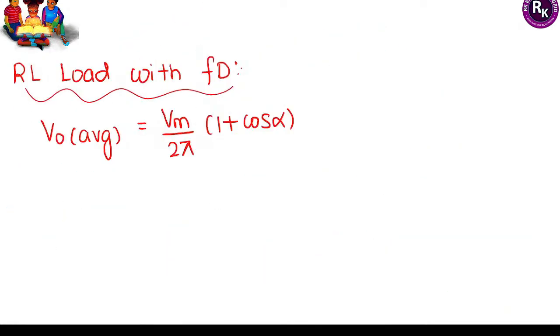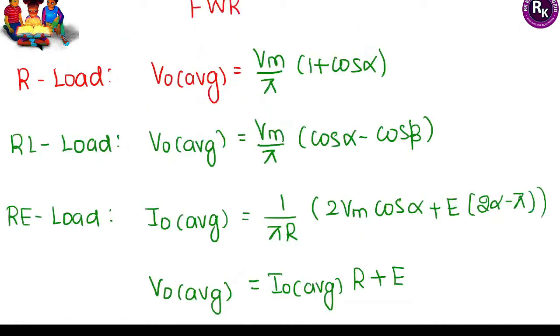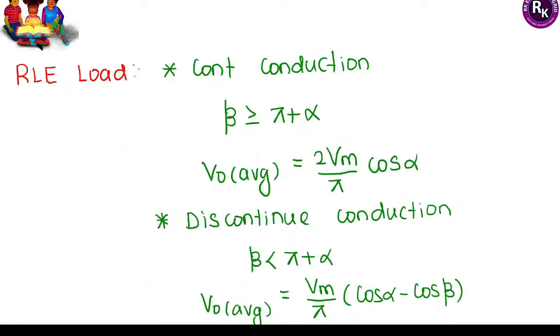If I am considering a freewheeling diode, then this is the formula. Next, let us discuss the full wave rectifier. For an R load, V naught average is given; for an RL load, V naught average is given; for an RE load, V naught average is given. So always remember for RE load: for E type of load, first go ahead with I naught average, then calculate the value of V naught average. Similarly, RLE load.